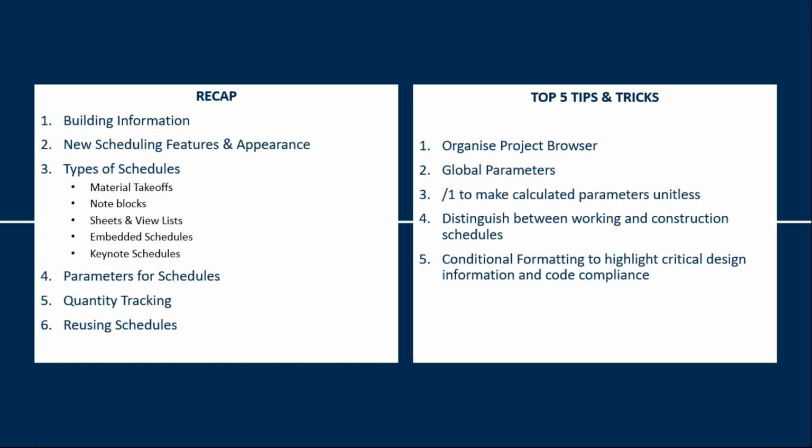And then I didn't mention this before, but a nice thing to also do with your schedules is to distinguish between working and construction schedules. So you might have some schedules that you use on sheets and issue for construction, but then you also might have some working schedules that you use to review your work. And where that would come in handy is if you want to check for things like code compliance or highlight any critical design information, you can then use conditional formatting in your working schedules that will highlight instances where you have gone above limits, or you're too low on an area, or something of the sort.